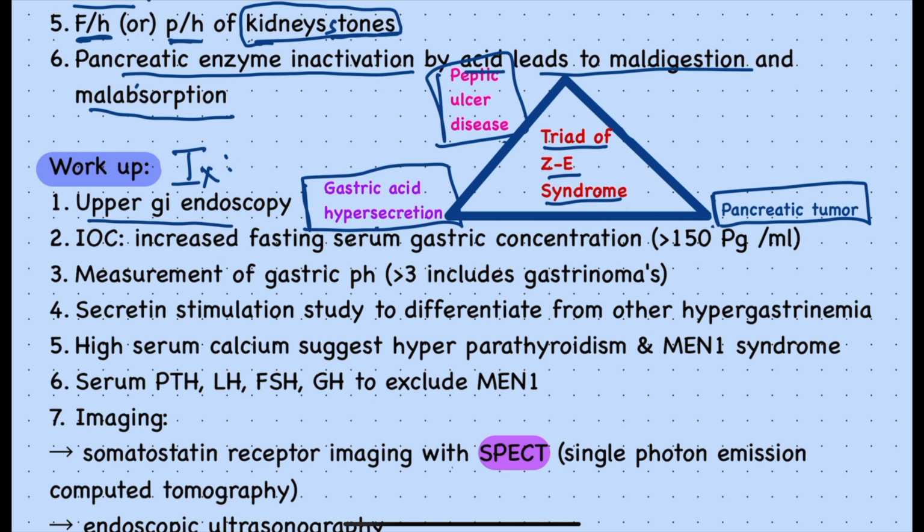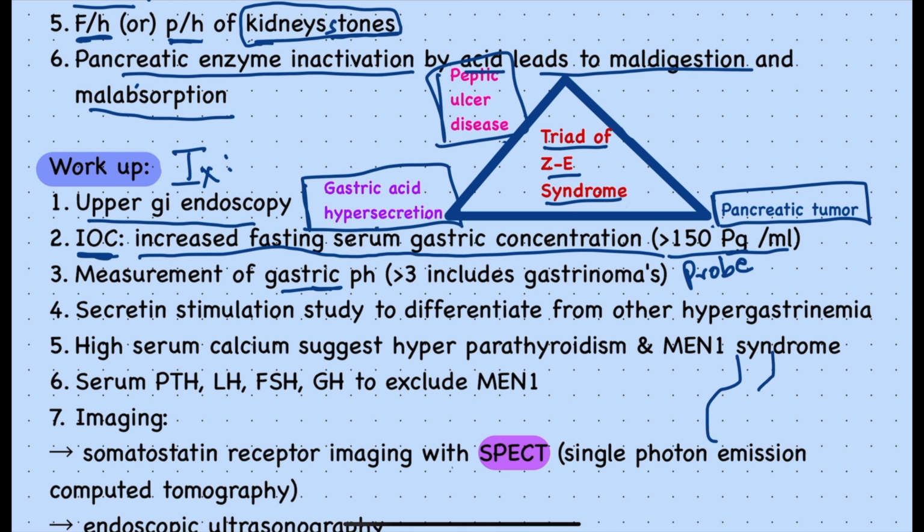In investigations, we have upper GI endoscopy. Investigation of choice, meaning the most important investigation, is increased fasting serum gastrin concentration, which is more than 150 pg per ml, picogram we can refer. Measurement of gastric pH: in gastric pH measurement, we usually use a probe which is used for finding the pH.